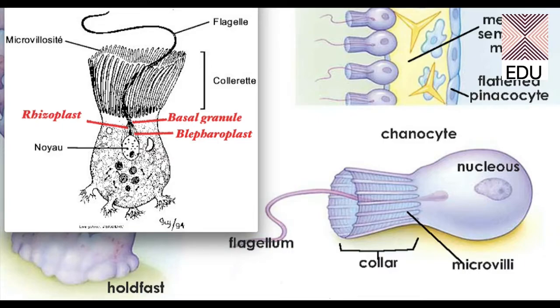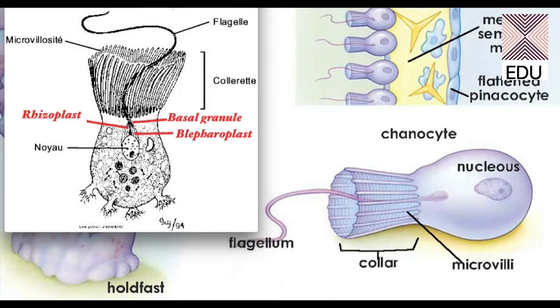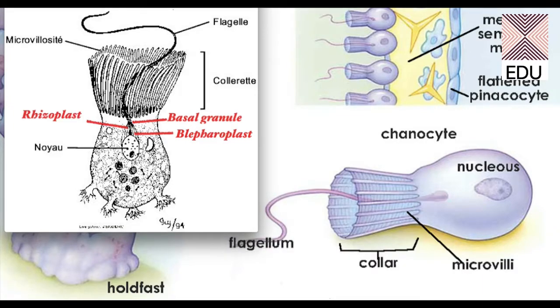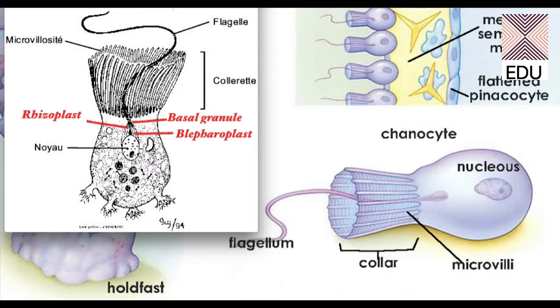Now, after the structure of the choanocyte, something about the functions of this cell. This cell is very important in function, as it can perform feeding. It takes food and can make food vacuoles. Next, this cell helps in reproduction also. So these are very important cells. And number 3, the whole water current that we have discussed in the canal system is made by these choanocytes.